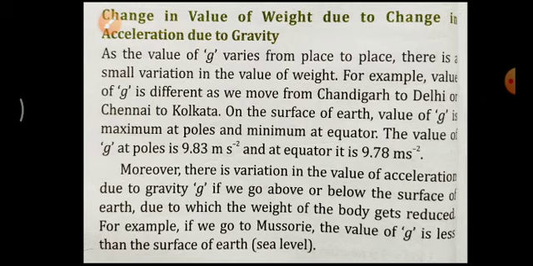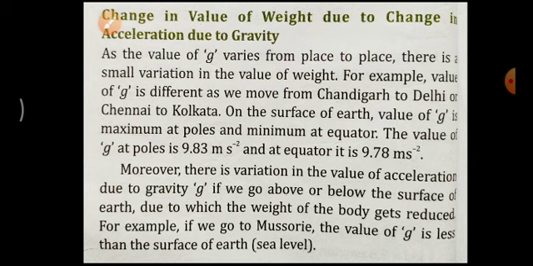So, change in value of weight due to change in acceleration due to gravity. We have seen that the acceleration due to gravity on the earth surface is something, and the acceleration due to gravity on the moon surface is a different thing. As the value of g varies from place to place, there is a small variation in the value of weight, because W is equal to m into g, mass into gravity. Yes or no? So in that way we can calculate the weight. The value of g varies from place to place, so weight also varies from place to place.